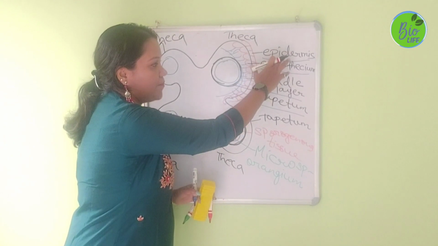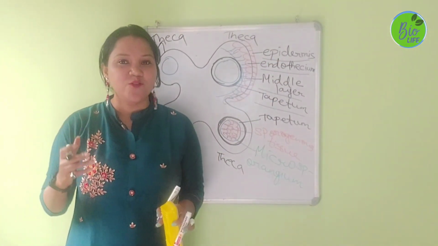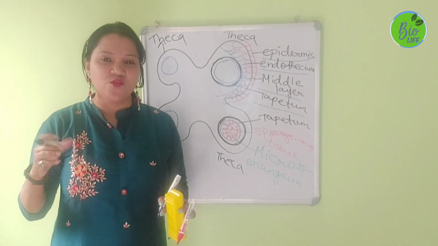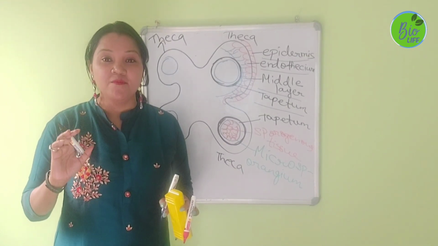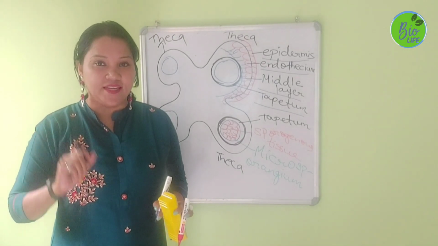Now come to the function of the first 3 layers: epidermis, endothecium and middle layer. Always we know that the outer layer helps in protection. And it also helps the anther to dehisce and release pollen grains.